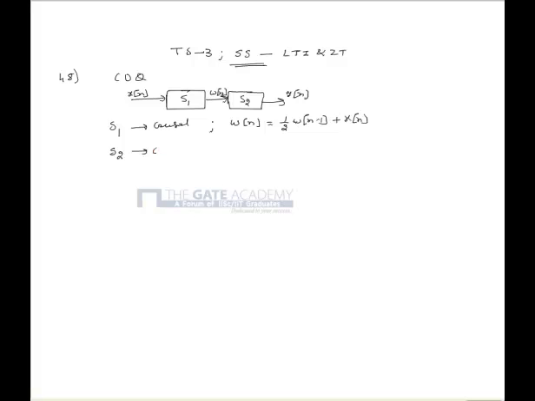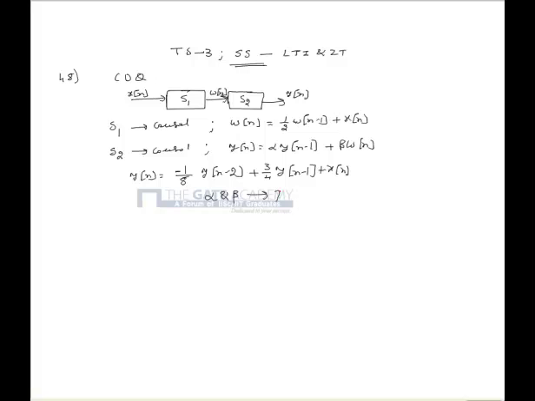The system S2 is also causal and the LCCDE representing the system is given as y of n is equal to alpha times y of n minus 1 plus beta times w of n. The complete cascaded system is represented by the LCCDE y of n is equal to minus 1 by 8 y of n minus 2 plus 3 by 4 y of n minus 1 plus x of n. We have to find the values of alpha and beta.